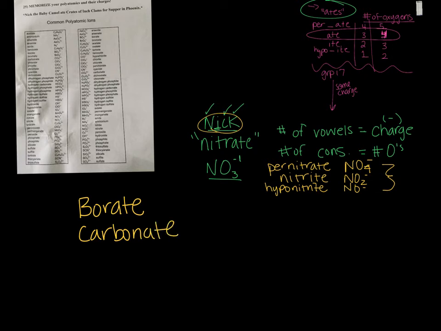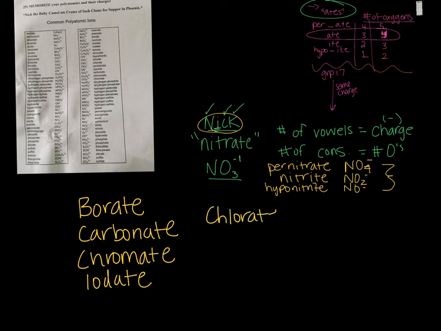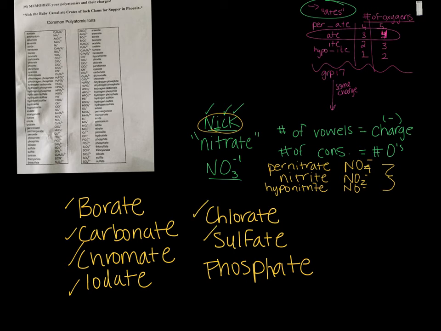Ate is just a reminder that you have -ates. Crates is chromate. Inch is iodate, so iodine. Clams, chlorate. And then supper is sulfate. And then phoenix is phosphate. So as you can see, if you know this sentence, you now know 1, 2, 3, 4, 5, 6, 7, 8 times 4. You just memorized 32 by knowing this sentence.